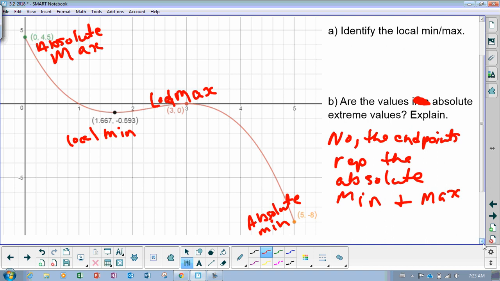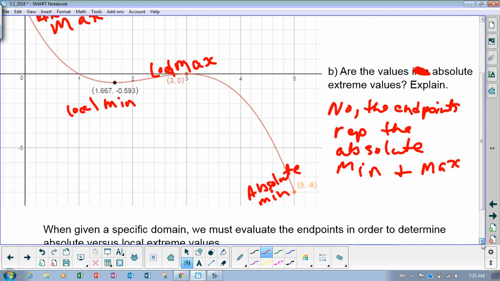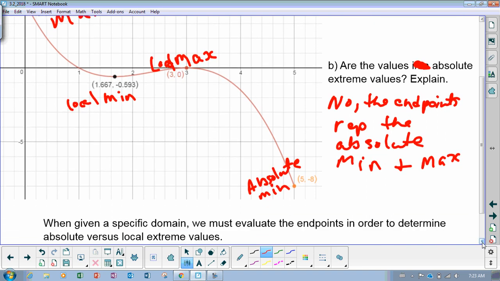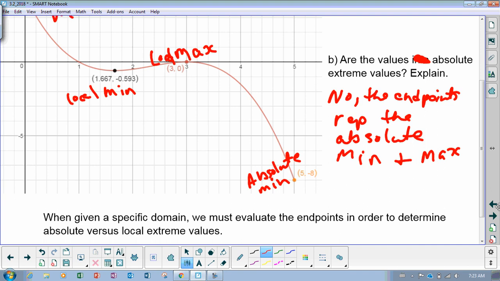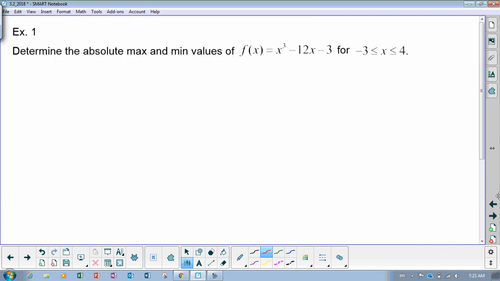So while we're doing this part now, we're really going to have domains that we need to think about. So you have to think about the endpoints and whether or not they are higher than some of the values that we get from the derivative. So here's a typical question. Determine the absolute max and min values of the cubic function given for the domain -3 is less than or equal to x, which is less than or equal to 4.